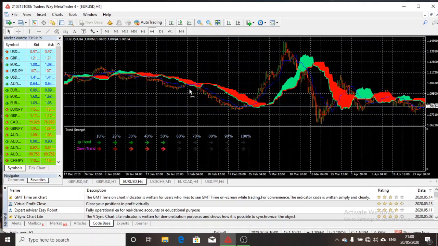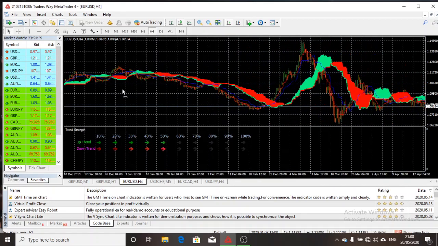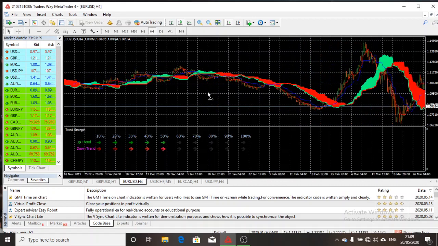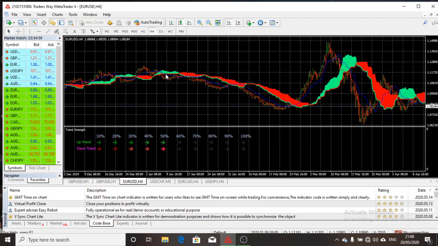So basically, we are on a 4 hour time frame. Should I tell you how this thing works? Yes, that's why you're in the video. When it shows green, it signifies that there's an uptrend, that it is a bullish trend. When it shows red, it signifies that there's a downtrend.